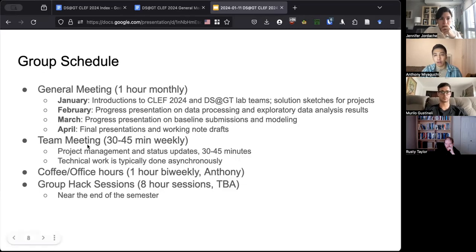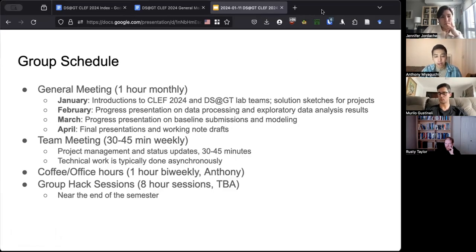The second component of our group are the team meetings. These are weekly meetings that are organized by the team leads. These are 30 to 45 minutes, and they're really meant for project management and status updates. So who's doing what, and what is the progress that you've done in this last week.